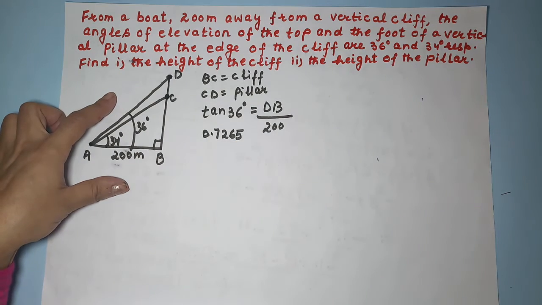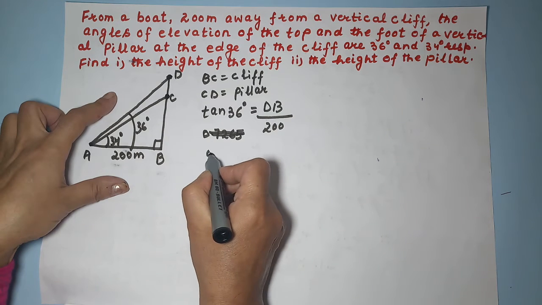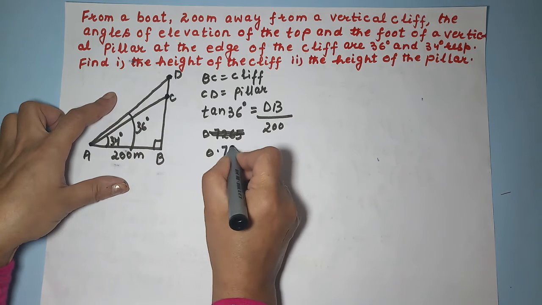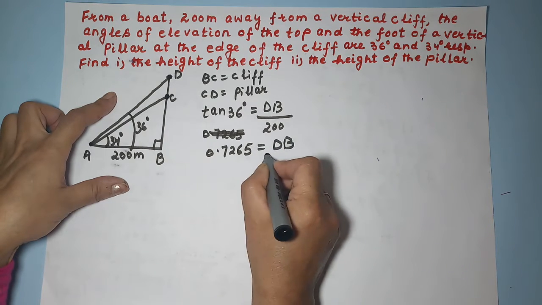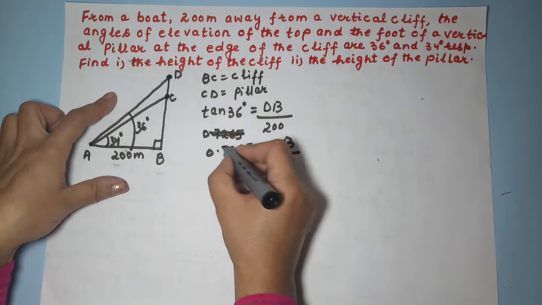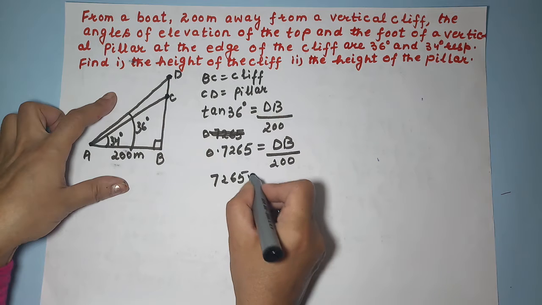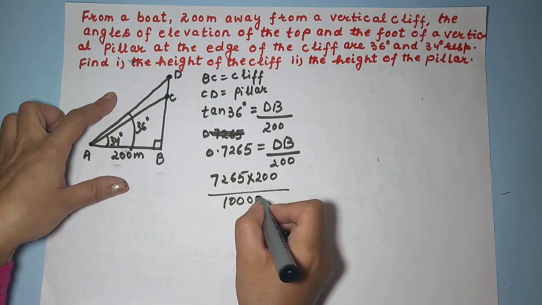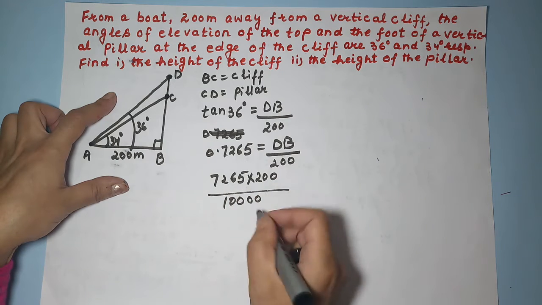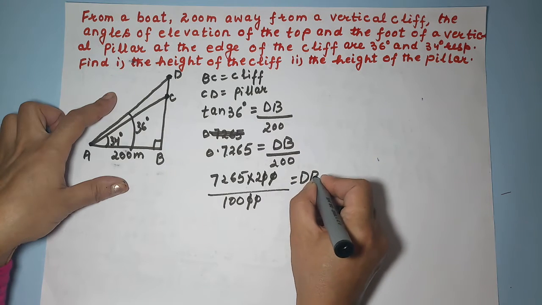0.7265. Let me confirm, 0.7265. Okay, let me write it just below this. 0.7265 is equal to DB upon 200. So if I cross multiply this, I will get 7265 into 200 divided by 10000. How many decimal places are there? 4. So this will be equal to DB.